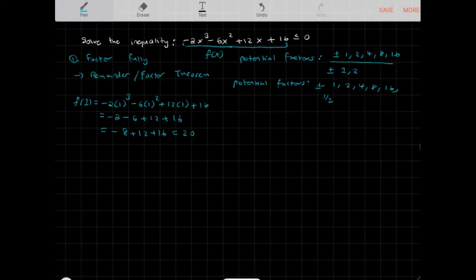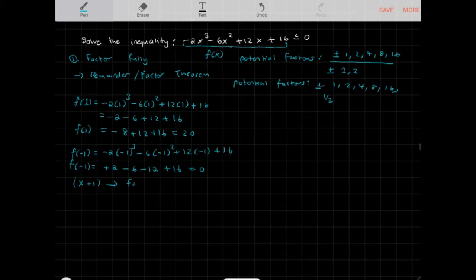Okay, so this won't work, right? So f of 1 is equal to 20, so there is a remainder of 20. So we're still using remainder theorem. Let's do f of negative 1 just to test it. We have negative 2 times negative 1 cubed minus 6 times negative 1 squared plus 12 times negative 1 plus 16, right? You get positive 2 minus 6 minus 12 plus 16, and this actually gives you 0. So f of negative 1 gives you 0. So therefore, according to factor theorem, x plus 1 is a factor.